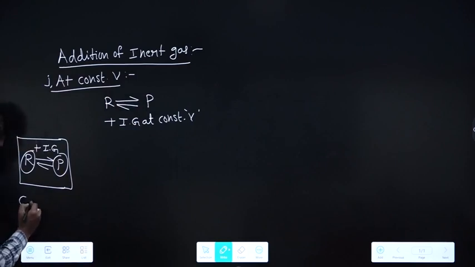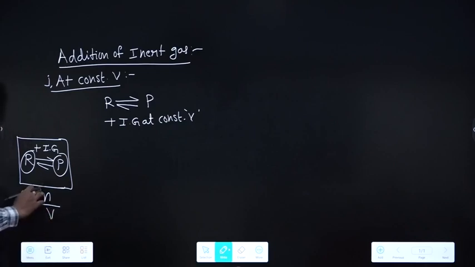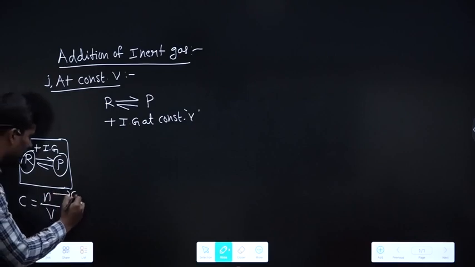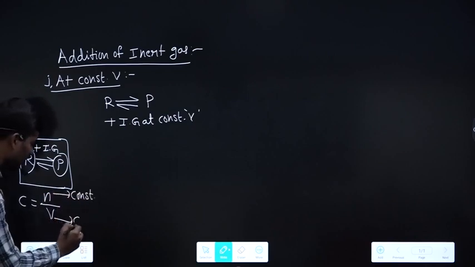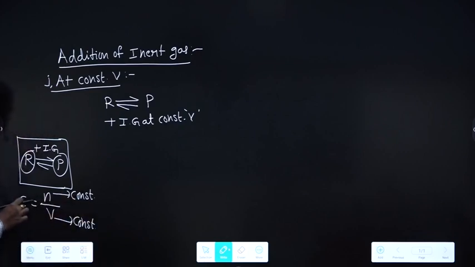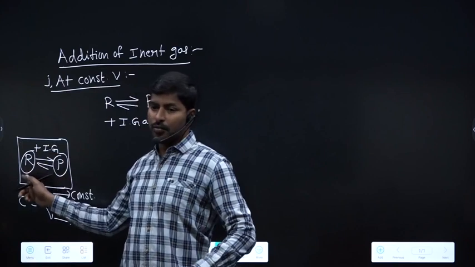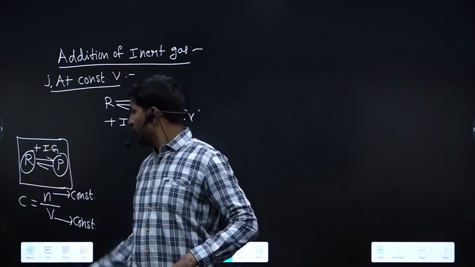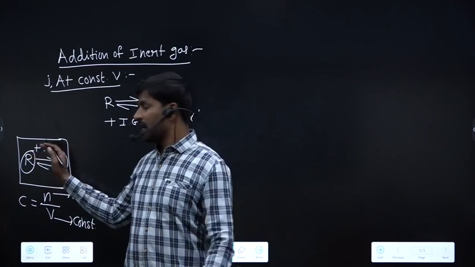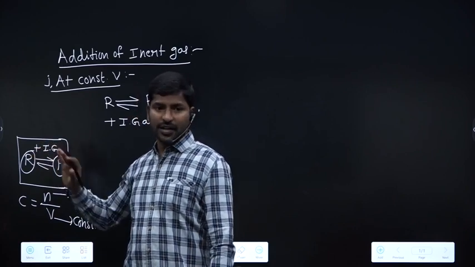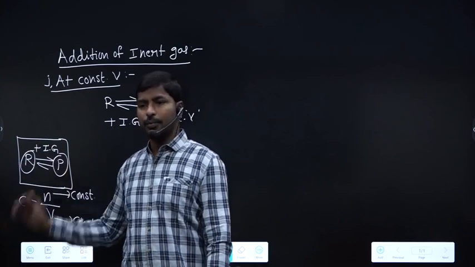So concentration, if you take, concentration is equal to what? Number of moles by volume in liters. So number of moles are not changing, constant. Volume is also constant. That means there is no change in either the concentration of reactants or the concentration of products. That means if you add inert gas at constant volume, is that equilibrium affected or not affected? That equilibrium is not affected, since no change in the number of moles of reactants or products. Since it is an inert gas, it doesn't react with either reactants or products.